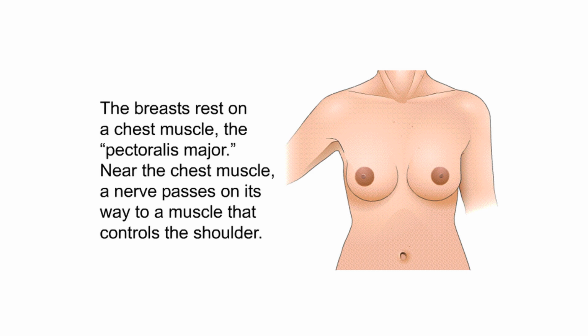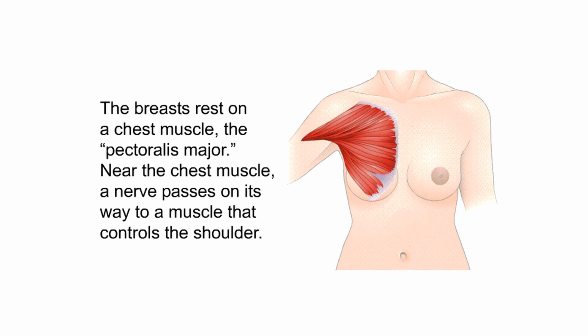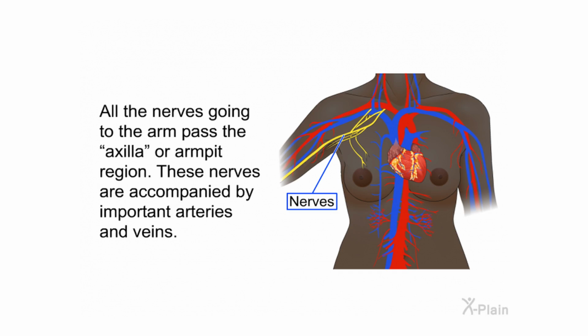The breasts rest on a chest muscle, the pectoralis major. Near the chest muscle, a nerve passes on its way to a muscle that controls the shoulder. All the nerves going to the arm pass the axilla or armpit region. These nerves are accompanied by important arteries and veins.